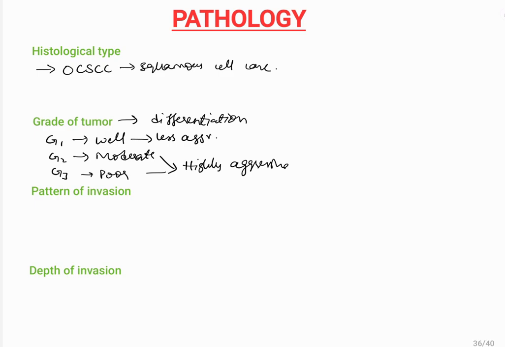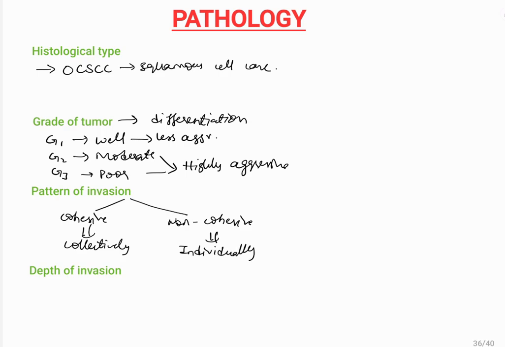When we see pattern of invasion, the pattern of invasion of a tumor could be cohesive or non-cohesive. Cohesive means the cells migrate collectively, whereas in non-cohesive, the cells migrate individually by getting separated. That means the metastasis occurs of individual cells, whereas in cohesive, they metastasize collectively.